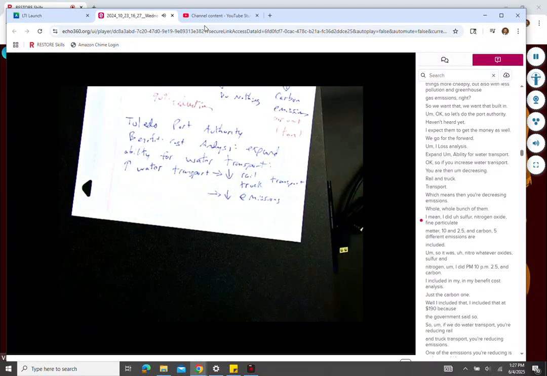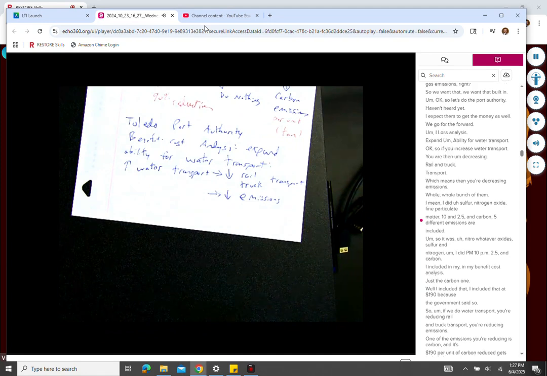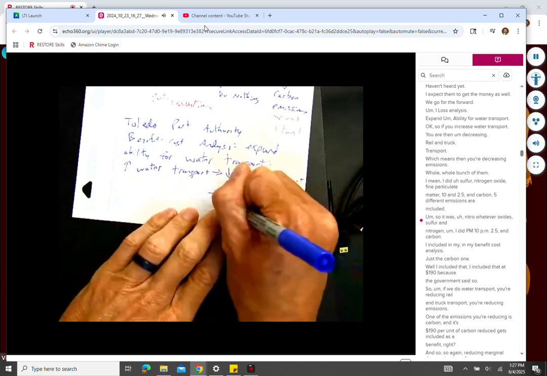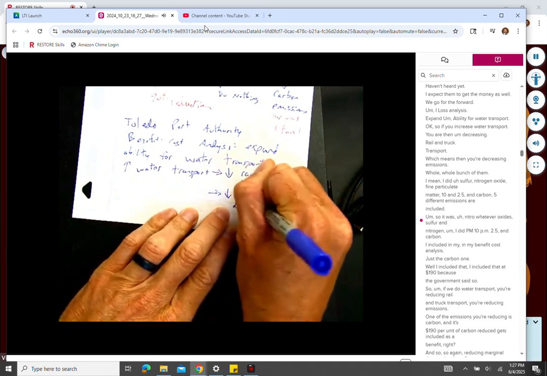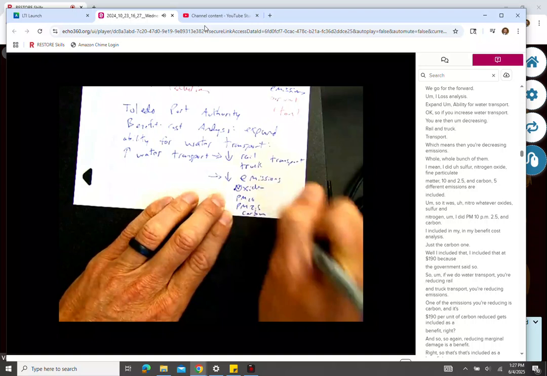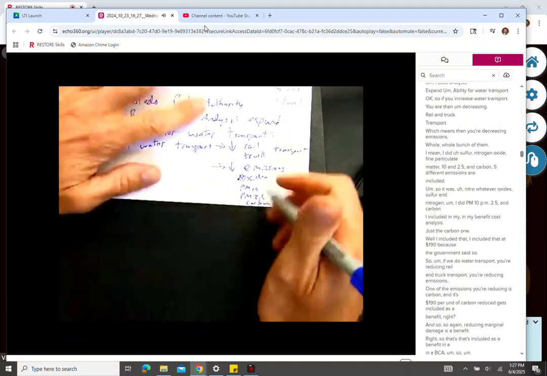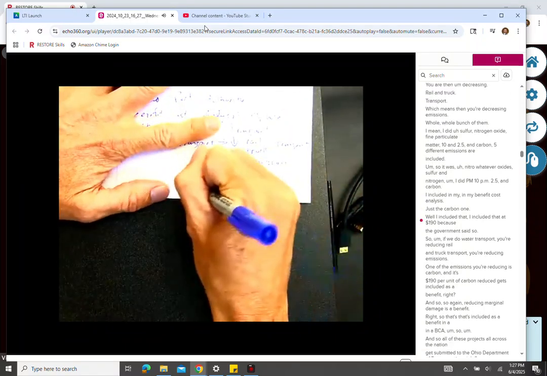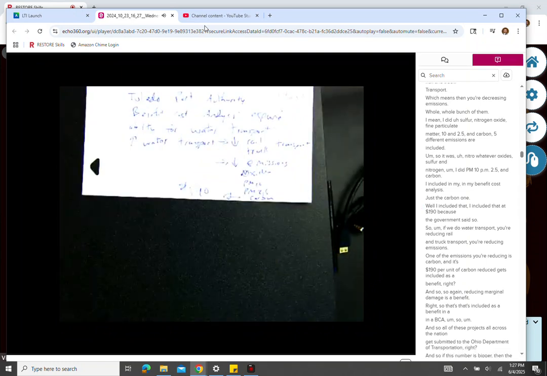Whole bunch of them. I mean, I did sulfur, nitrogen oxide, fine particulate matter, PM10 and PM2.5, and carbon. Five different emissions are included. I included in my benefit cost analysis just the carbon one. I included that at $190 because the government said so.